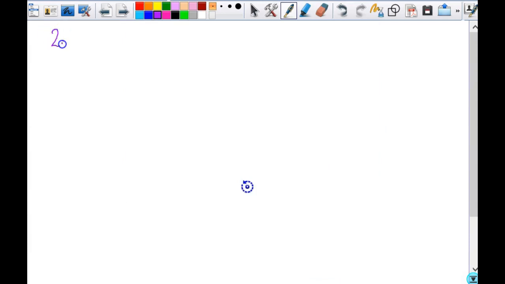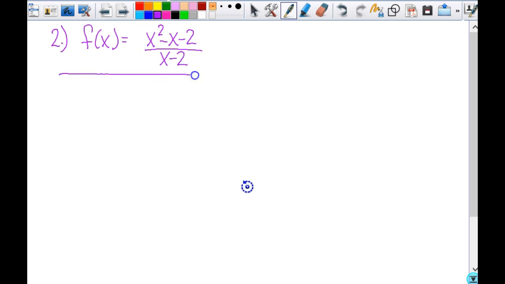So now for the second one, we're going to use f of x equals x squared minus x minus 2 over x minus 2. Okay, so this is my original one. I want you to find point discontinuity, if there is any, horizontal asymptote, if there is any, vertical asymptote, if there is any, slant asymptote, if there is any. Okay, I'll give you a second to do that.